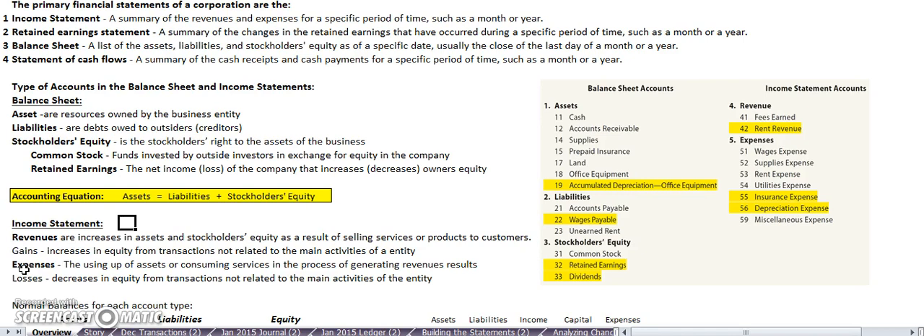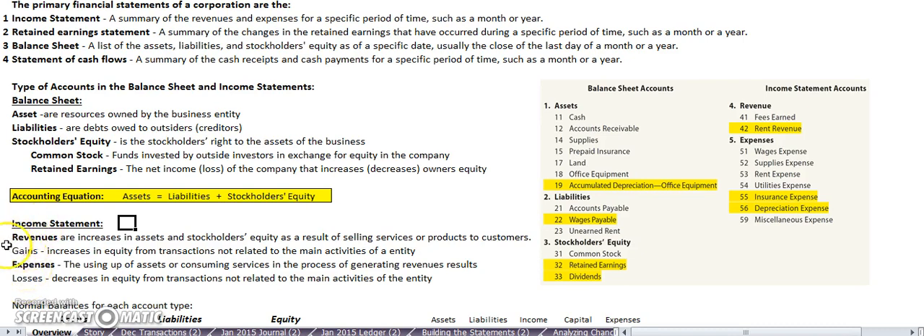Okay, so losses are very similar to gains. Losses are whenever a company incurs a loss that is not from the main operations of the company. So to give you the exact same example, let's say the management company has cars that have a book value of $3,000, but they only sell them for $2,000 in the market, right? So they lost $1,000. But that's not part of their main business. So that would be recorded as a loss rather than as an expense.